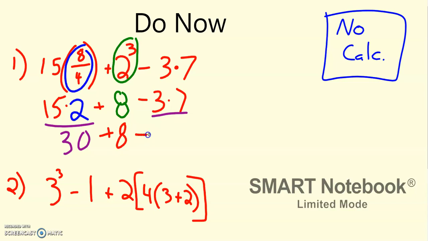Plus 8 minus 21. So now that we just have addition and subtraction, we can just operate just like normal. 30 plus 8 is going to be 38. 38 minus 21 is going to be a whopping total of 17. Circle that answer.